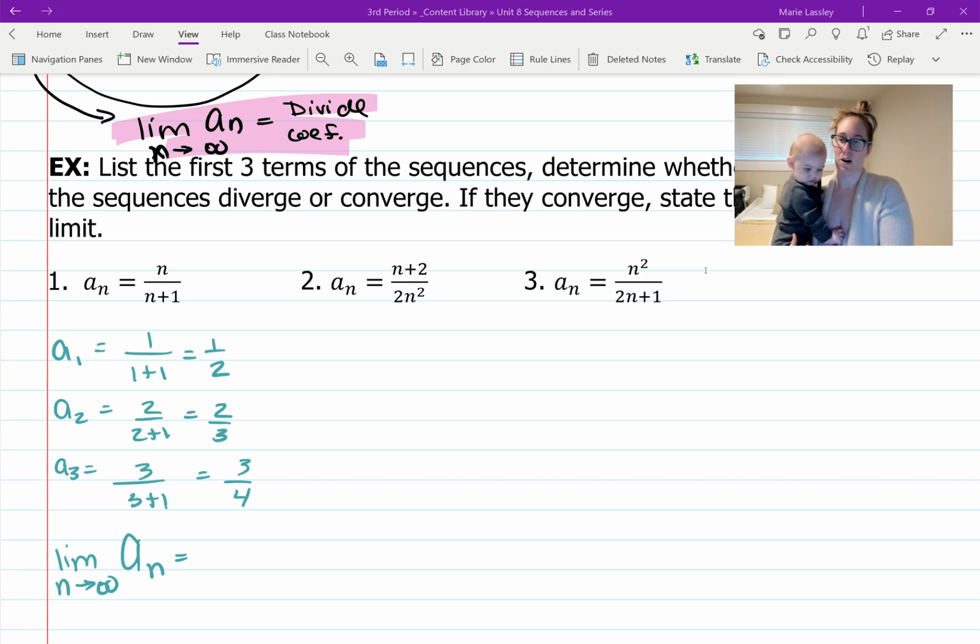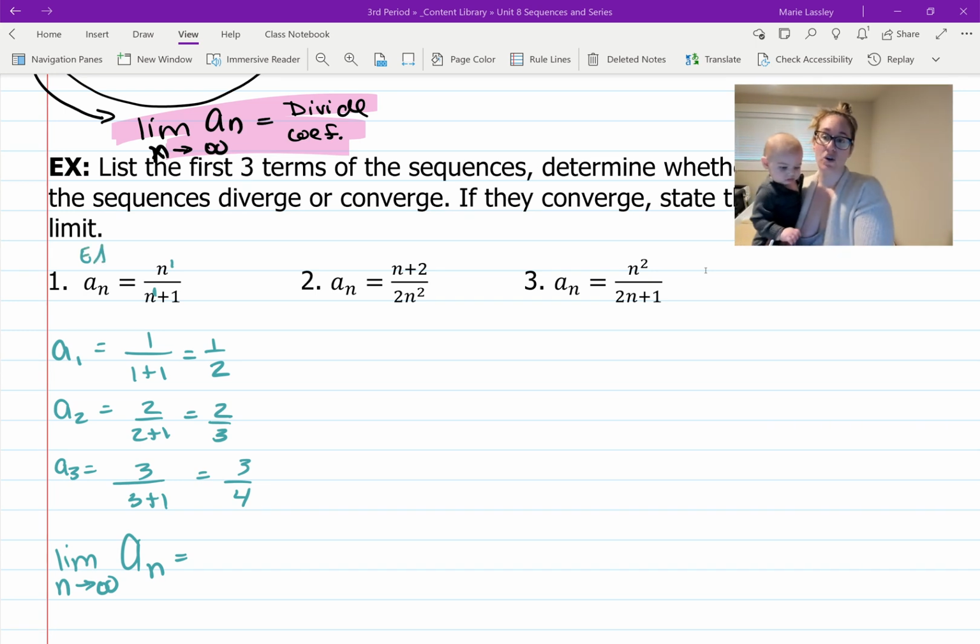On the top, we have an exponent of 1, right? n to the first. On the bottom, our biggest exponent is also 1, right? We have n to the first on the bottom. All right, so that is an EATS DC problem. This is EATS DC. Exponents are the same.